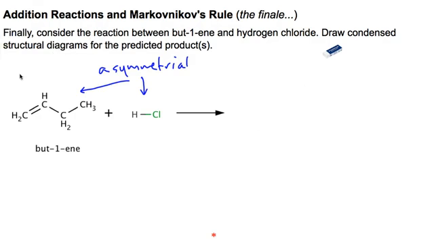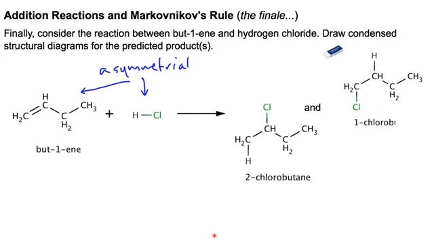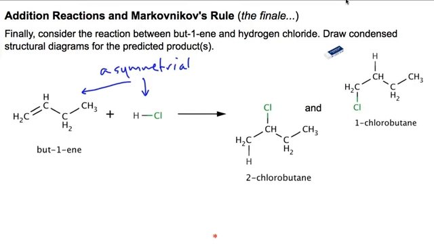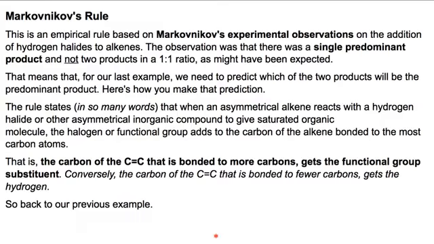So if we look at the possible products, well, in this case, we have two possible products. And so there they are. 2-chlorobutane, and that's where the chlorine from HCl attaches to carbon 2 of but-1-ene, and 1-chlorobutane, and that's where the chlorine of HCl attaches to carbon 1 of the but-1-ene. So in this case, with both reactants being asymmetrical, we have two possible products. So this brings us to Markovnikov's rule.